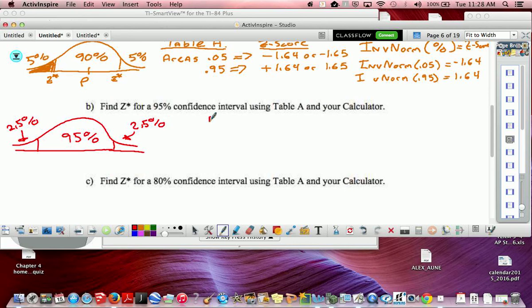So if I go just to the calculator, inverse norm, since most of you have calculators and only a few have your tables, if I wanted to find the first one, what would the value I put in my calculator be? 0.025. Because 0.25 is actually 25%. And then this one would be 0.975, because it's the 2.5% plus the 95%.